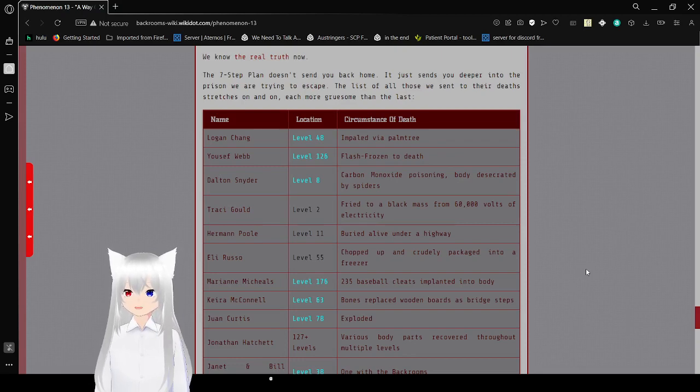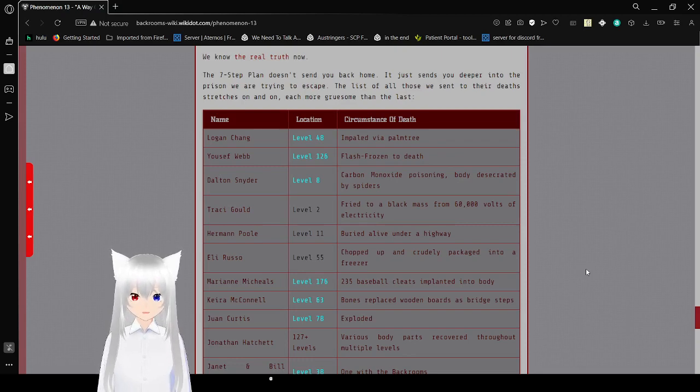Logan Chang. Location, level 48. Impaled via a palm tree. Name, location, circumstance of death. Ghost of Weber. Location, level 126. Flesh frozen to death. Dalton Snyder. Level 8. Carbon monoxide poisoning. Body desecrated by spiders. Tracy Gold. Level 2.